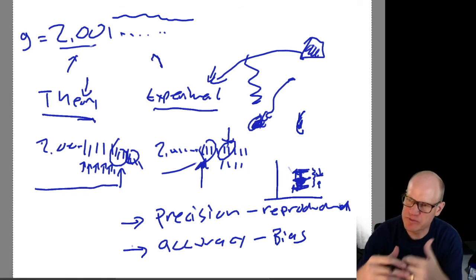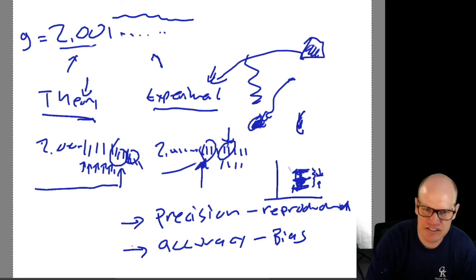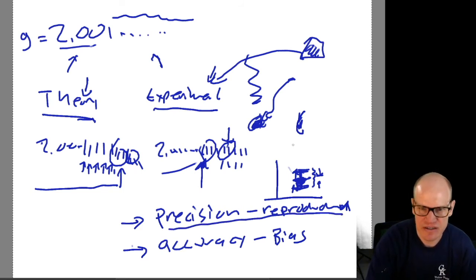If you do one measurement and then you do it again, then you do it again, do you keep getting the same result? So if you can reproduce your result, that means you have high precision, and the precision is within what tolerance can we reproduce the result. The accuracy is the bias.